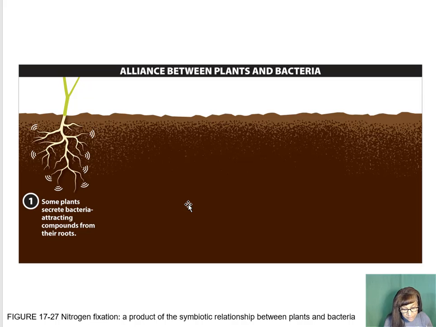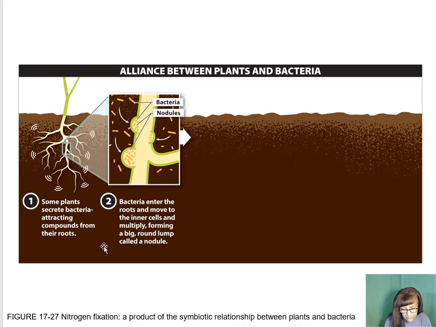So some plants actually secrete bacteria-attracting compounds from their roots. And bacteria enter the roots and move to the inner cells. If you take a look here at the illustration, they multiply, and they can form these big round lumps called a nodule. So here we see the bacteria, and then we see the nodules, and we can see the bacteria in the nodules.